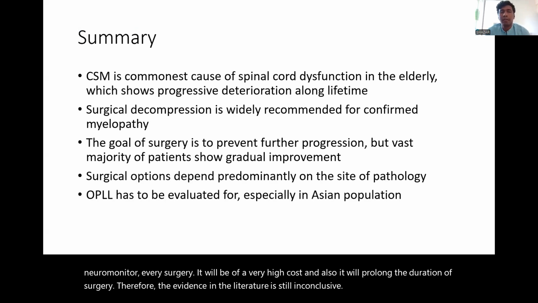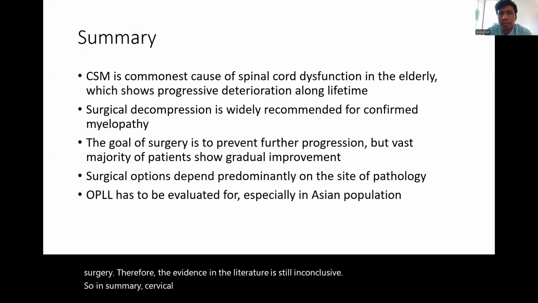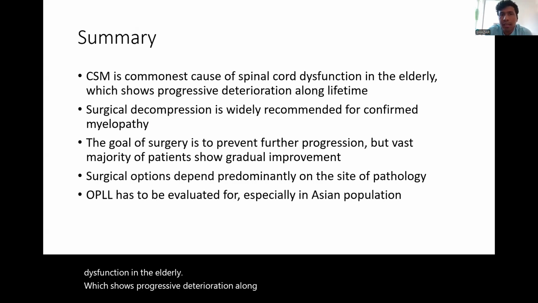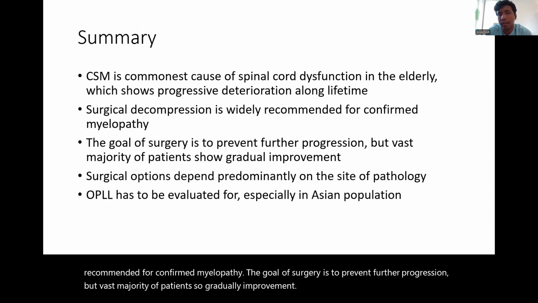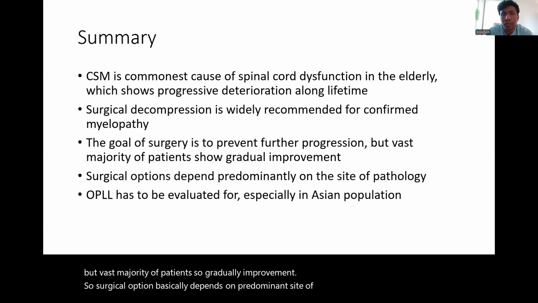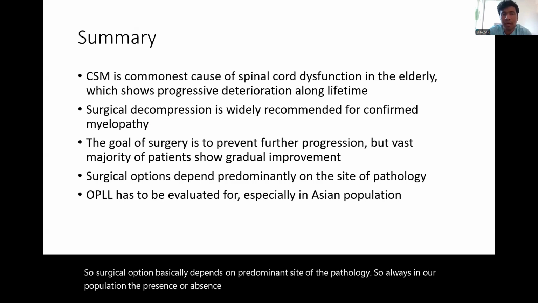So in summary, cervical spondylotic myelopathy is the commonest cause of spinal cord dysfunction in the elderly, which shows progressive deterioration along a lifetime. So surgical decompression is widely recommended for confirmed myelopathy. The goal of surgery is to prevent further progression, but the vast majority of patients show gradual improvement. The surgical option depends on the predominant site of the pathology. In our population, the presence or absence of ossified posterior longitudinal ligament has to be evaluated. So that concludes my talk.